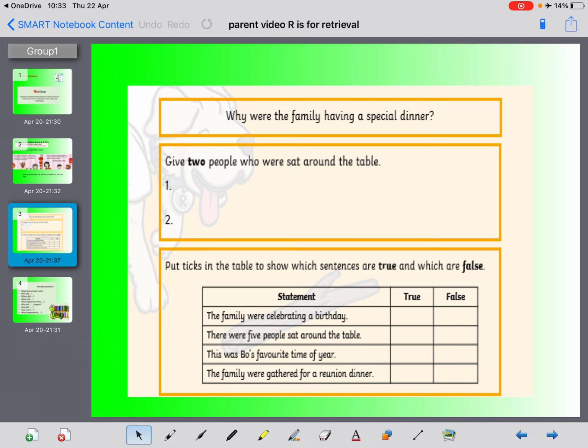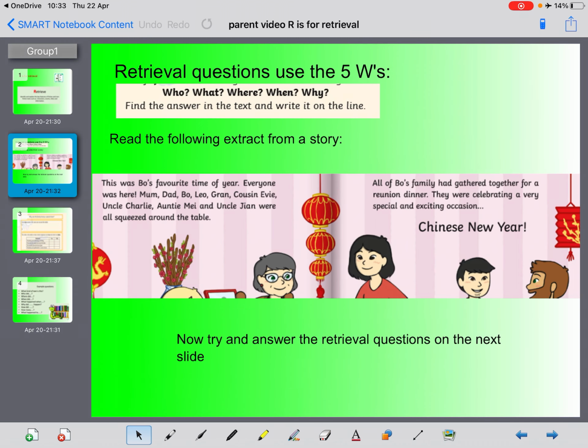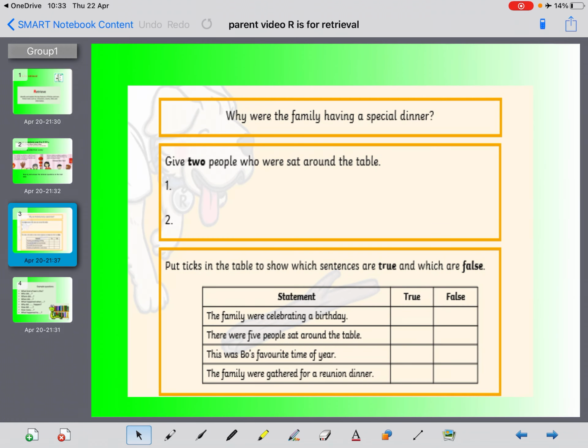Next question says, give 2 people who were sat around the table. Again, your child would have to go back to the text. A good way of doing this sometimes is to show them the text and get them to underline with a coloured pen or highlighter the key points. And this really helps them, rather than trying to guess where it was in the text. It really helps them, especially if it's a long piece of text. By highlighting or underlining, they can then go straight back to where that piece of evidence is located and answer it. So give 2 people who were sat around the table, and they would go back and choose any of the 2 characters that were described in the extract.